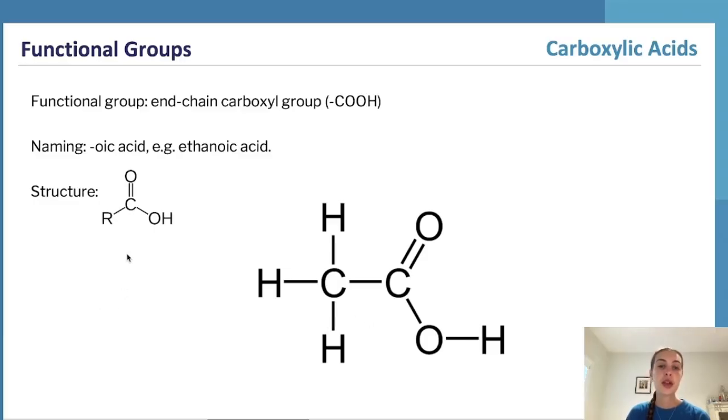And so the general structure for these is that we have an R group, and the R group is just the general chain of any alkane sort of group, followed by the carbon with the double bonded oxygen carbonyl group, and then the single bonded hydroxyl group, oxygen and hydrogen, making that end-chain carboxyl group. And so hence that would form the carboxylic acid.